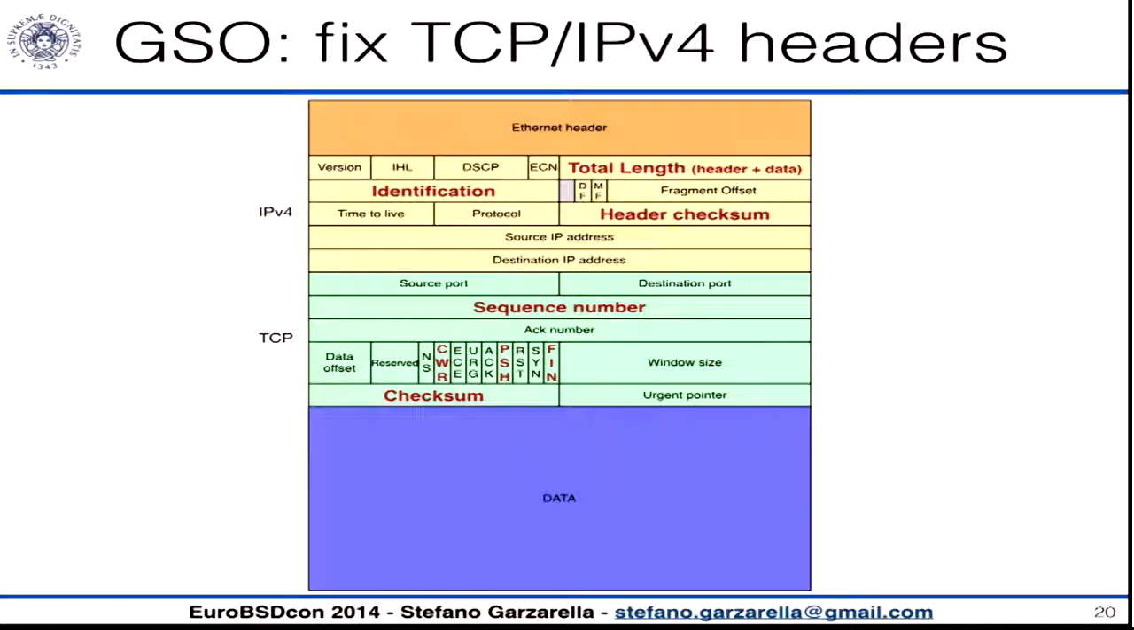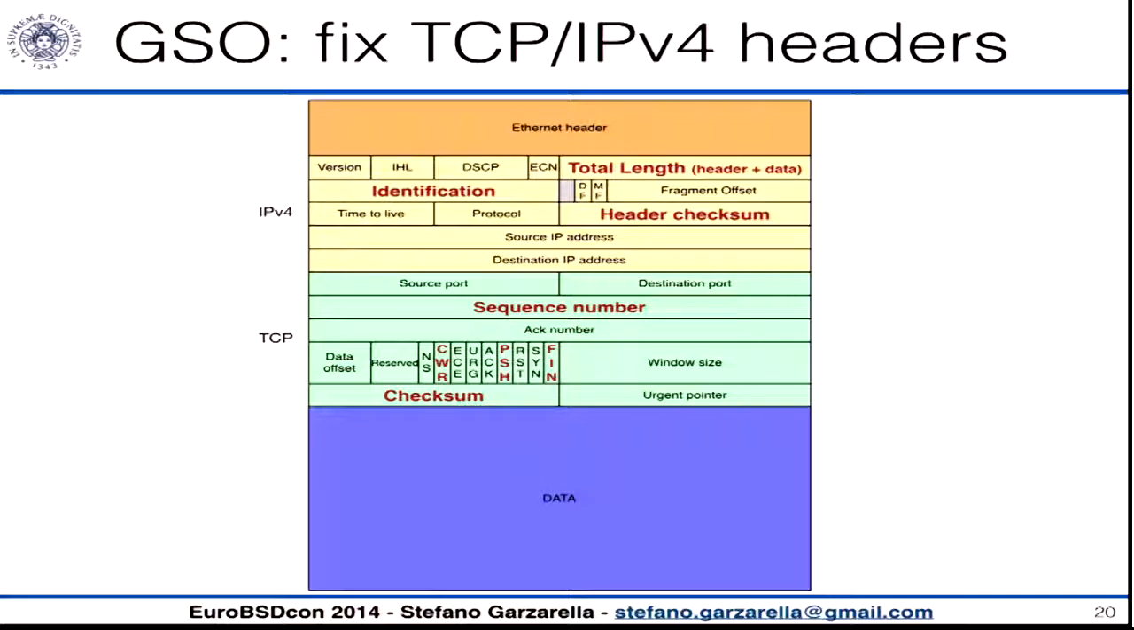The red fields must be changed. In more detail, for the IP header, total length will contain the new packet size. Identification will be increased, and we'll recalculate the checksum of the IP header. For the TCP header, the sequence number will refer to the data contained in the segment.